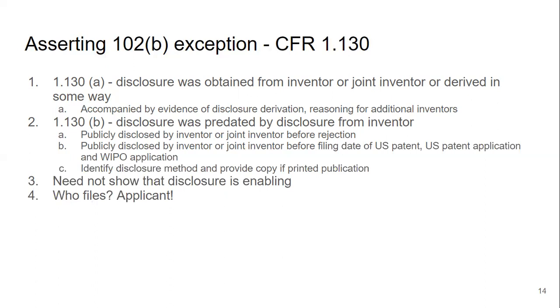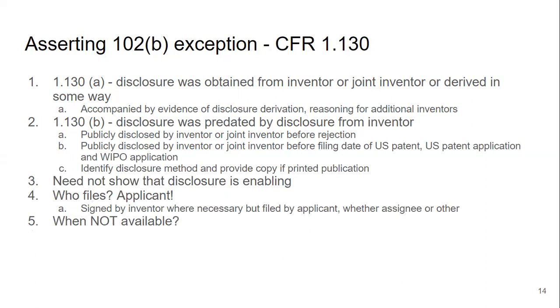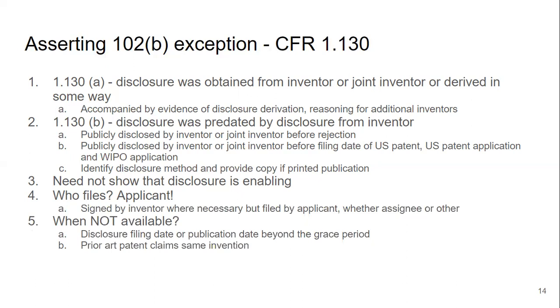And so remember, applicant can mean a lot of different things. It can mean the assignee, a person of sufficient interest, or the inventor. But in this case, the affidavit would most likely have to be signed by the inventor, right? They're saying, I was the one who disclosed it, but then the actual affidavit is filed by the assignee or person of interest, whoever. But when is this not available is the really important thing here. If that disclosure, filing date, or publication date is beyond the grace period, if the prior art patent claims the same invention. So that's a big one.